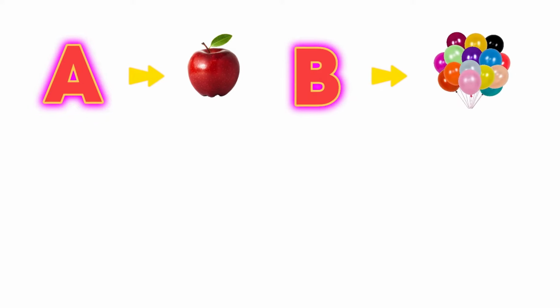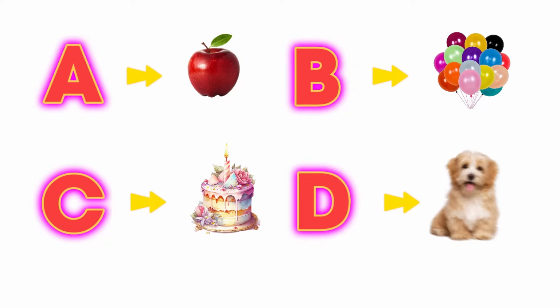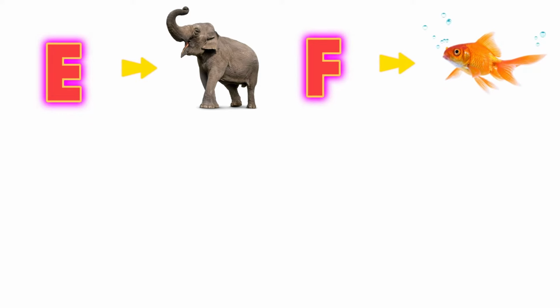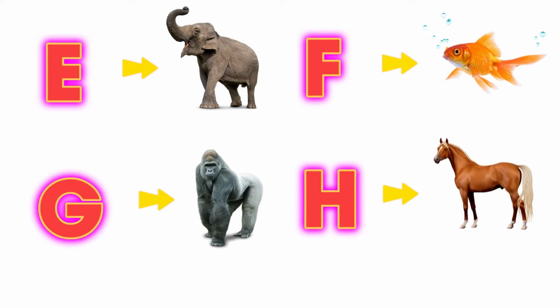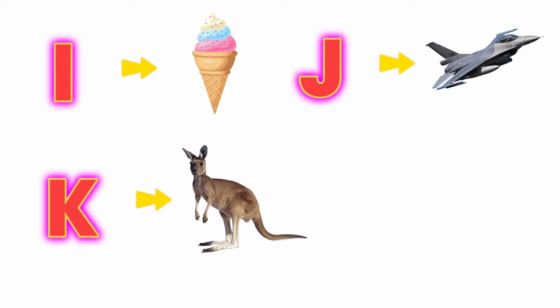A. Apple. B. Balloon. C. Cake. D. Dog. E. Elephant. F. Fish. G. Gorilla. H. Horse. I. Ice cream. J. Jet. K. Kangaroo. L. Lollipop.